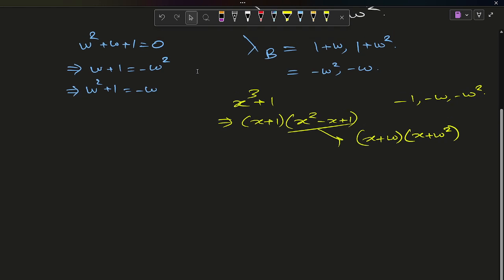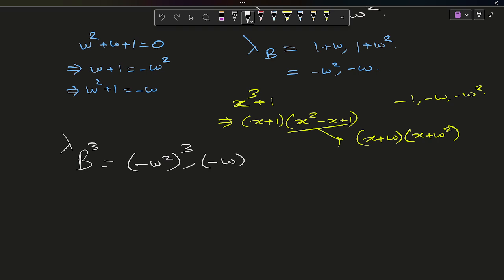Our B. As we know, the eigenvalues of B cube will be minus omega square whole cube and minus omega whole cube. That will be minus omega to the power 6 and minus omega cube.